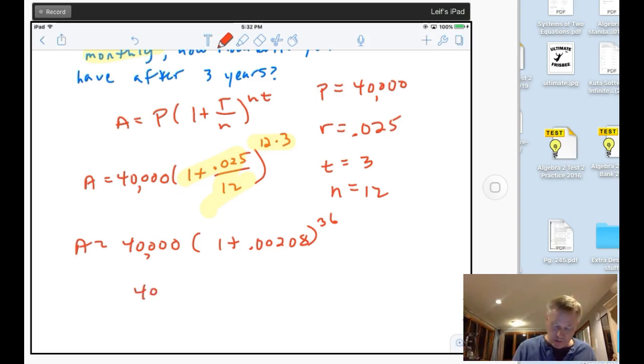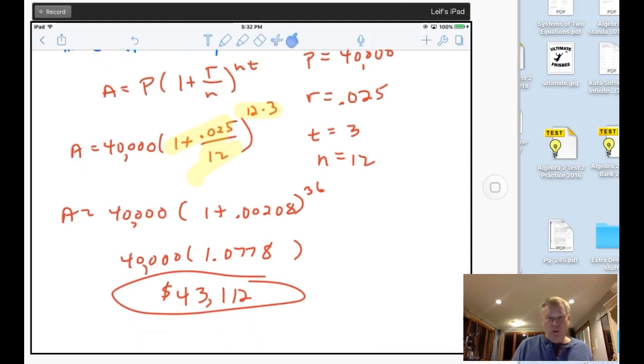So when I do that, I get 40,000, and this comes out to approximately 1.0778. I usually just leave the number in the calculator after I take it to the 36 power and then multiply it right out times the 40,000, and I get $43,112.